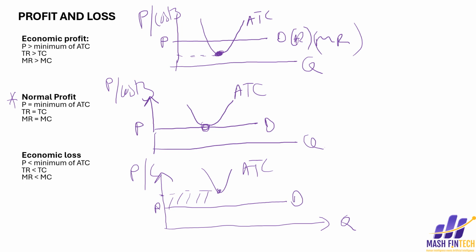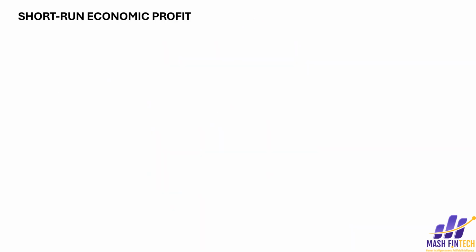But just remember, if the minimum point of the average total cost curve is below the price, then you have a profit because the price is higher than the average cost. But if they're equal, the average total cost and the price, then you have no more profit. If the minimum point goes above the price, this firm is making an economic loss. All right. The firm is making an economic loss.